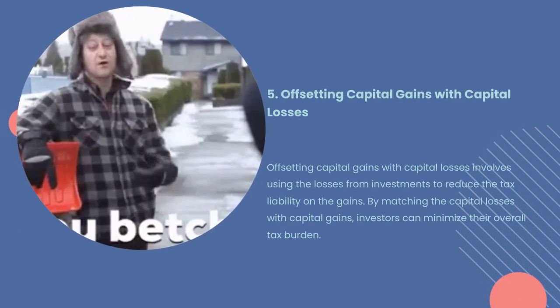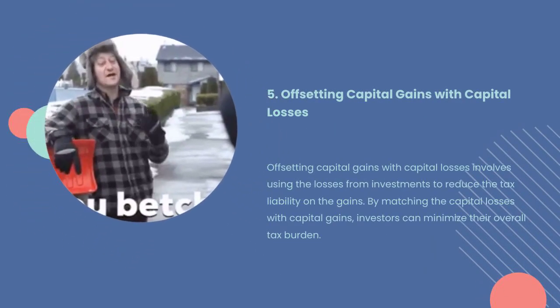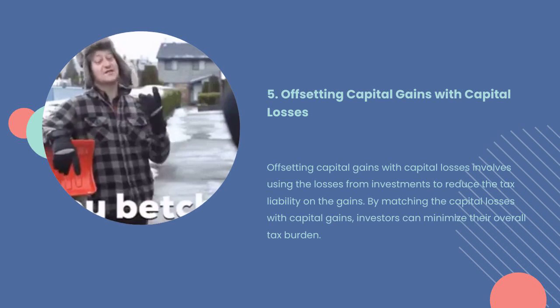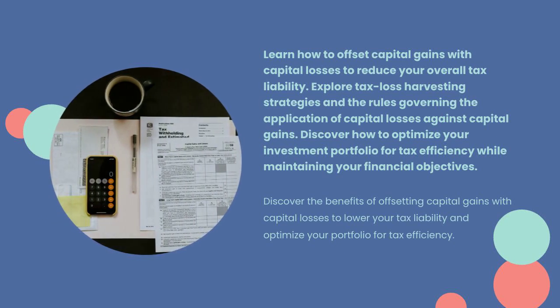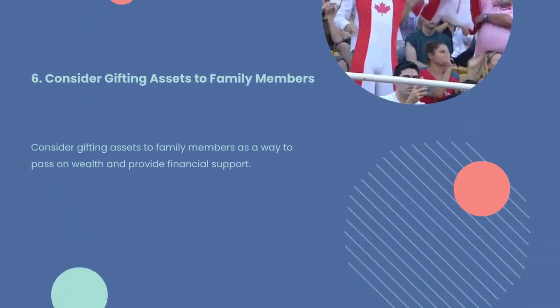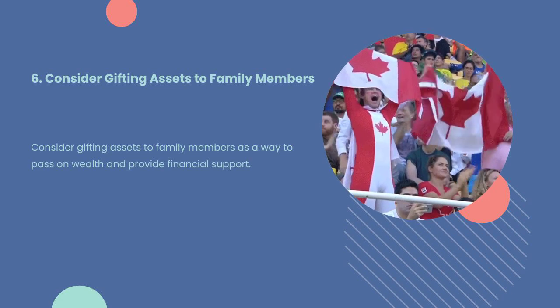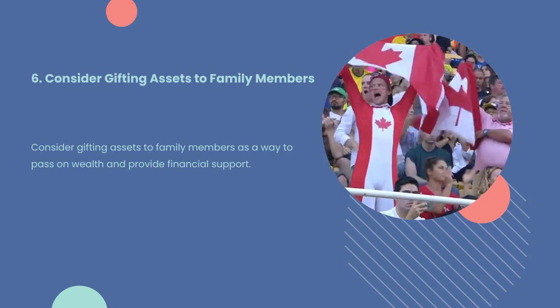Offsetting capital gains with capital losses involves using the losses from investments to reduce the tax liability on the gains. By matching the capital losses with capital gains, investors can minimize their overall tax burden. Discover the benefits of offsetting capital gains with capital losses to lower your tax liability and optimize your portfolio for tax efficiency. Consider gifting assets to family members as a way to pass on wealth and provide financial support.